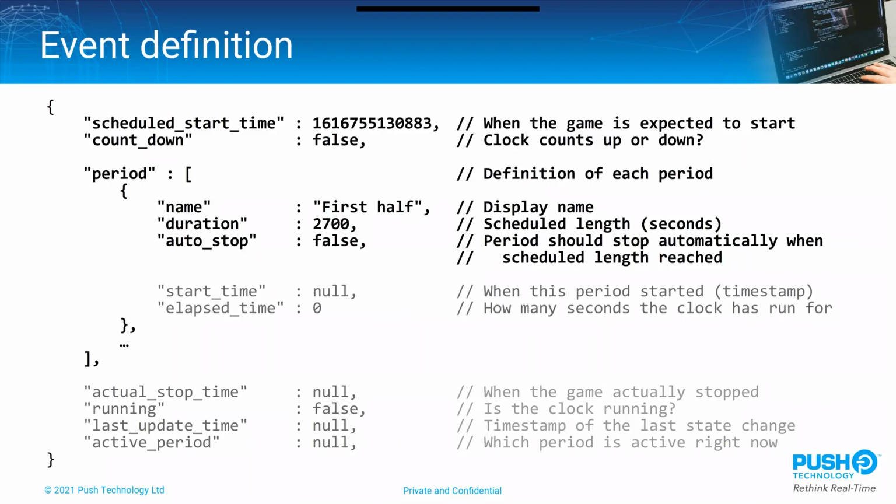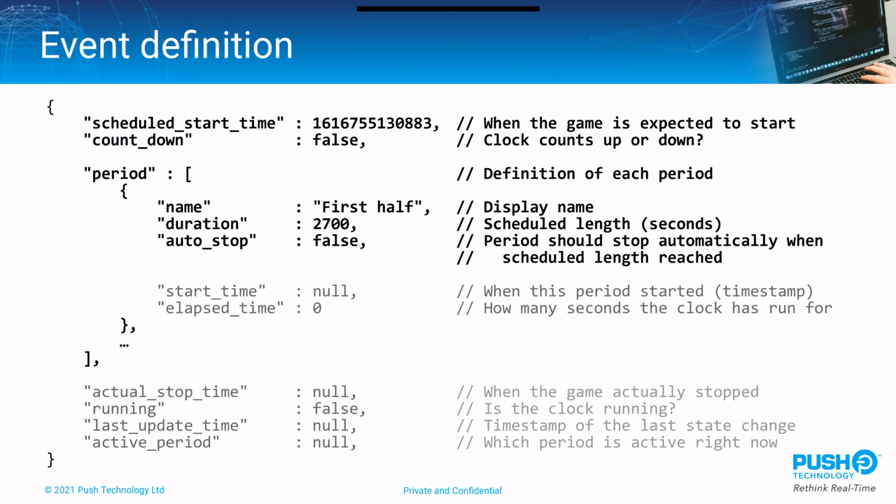But the main part of the definition is how we describe each period of the event. I've created an array here of period definitions where we give each period a user-friendly name, which again is something that we can pass on to the client for display. We also give a duration for the period. So in football, this is 45 minutes or 2,700 seconds. However, since in a football match each half continues until the referee blows his whistle, we set this auto stop parameter to false. In basketball, you've got a quarter of, say, 15 minutes, but auto stop is set to true. So whenever a basketball quarter finishes or gets down to 0, that's it.